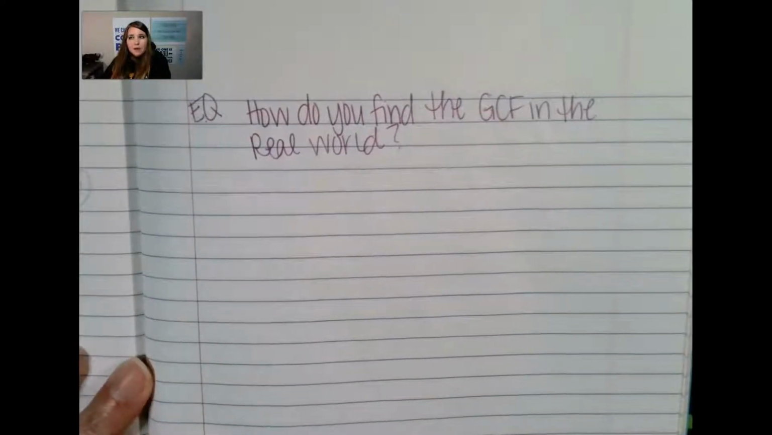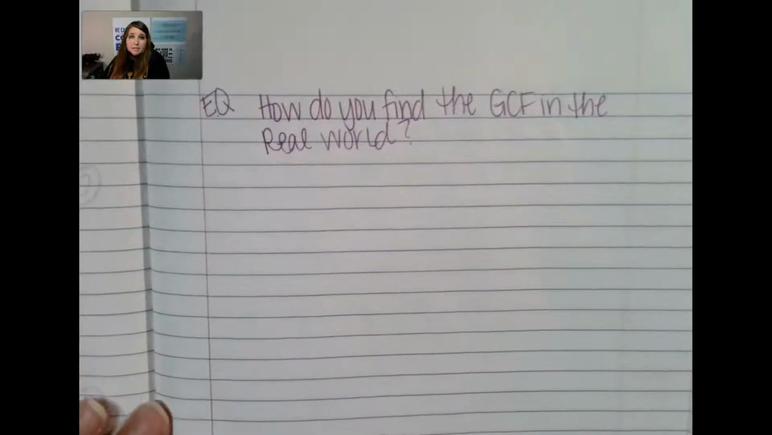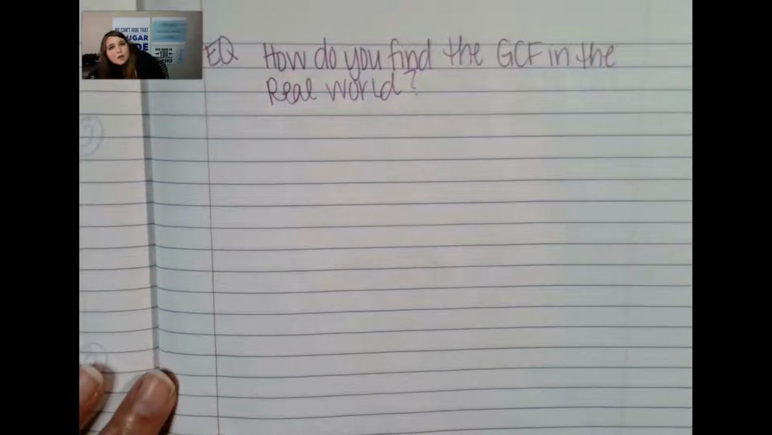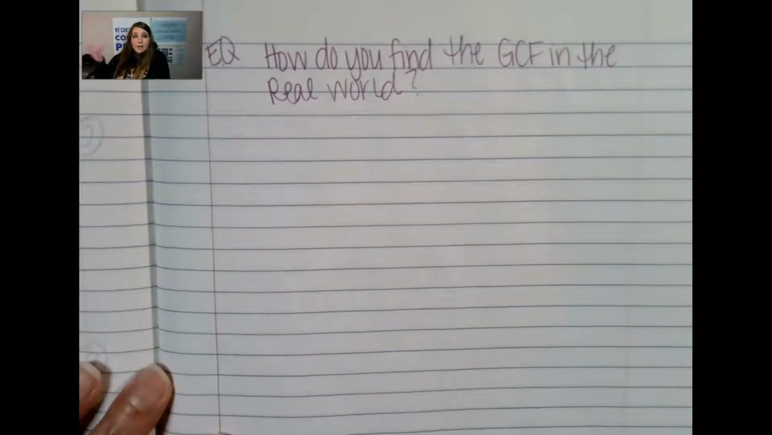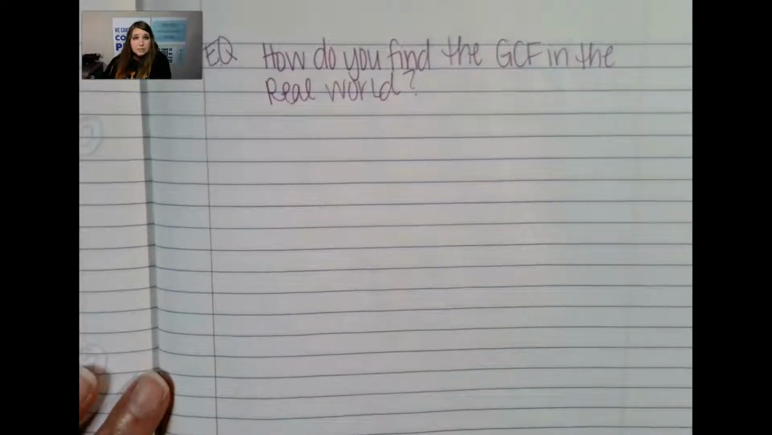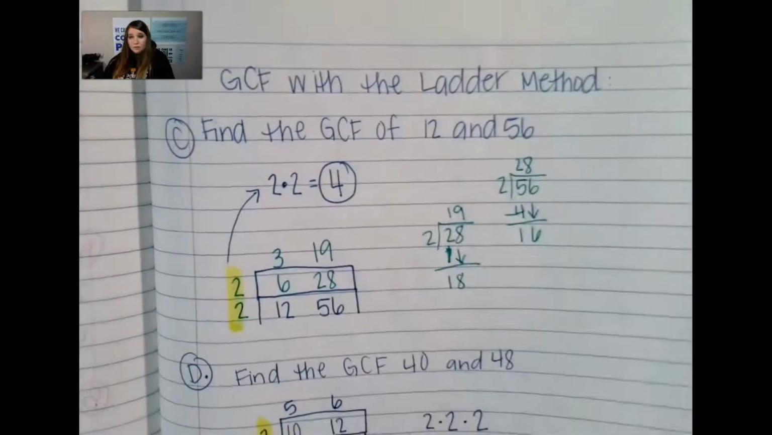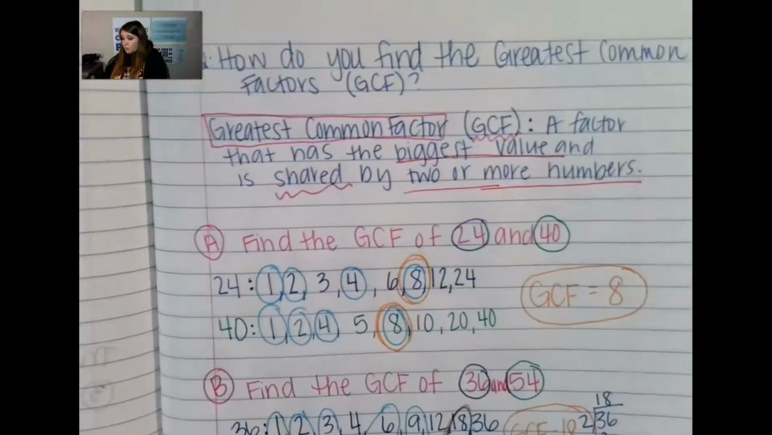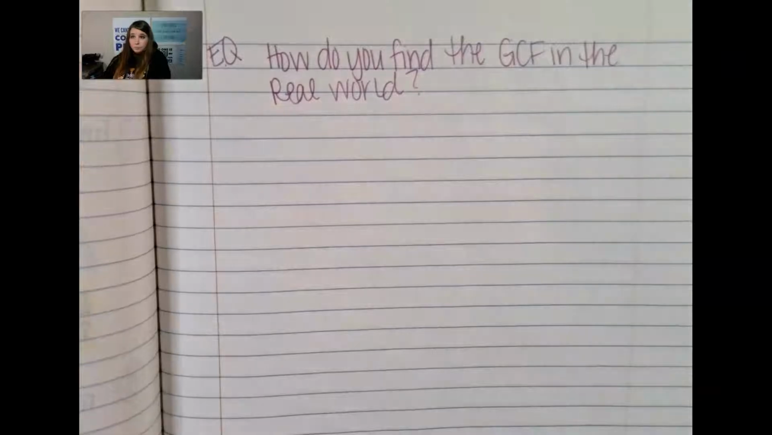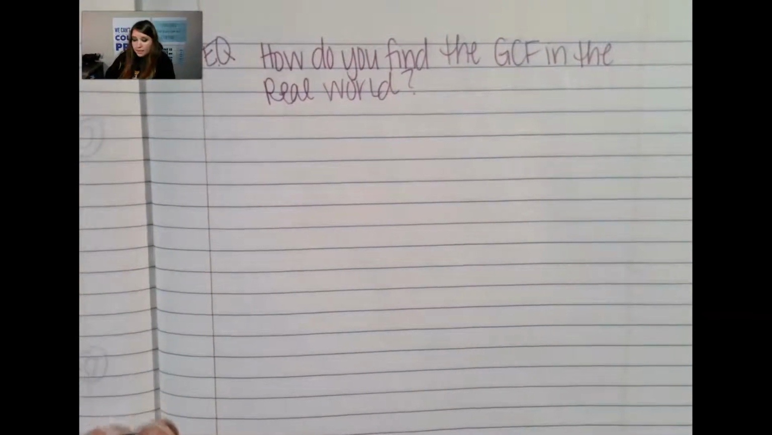Today we are going to be learning about the greatest common factor, but out in the real world. So how do we apply our new learning to the world around us? Why would we need to use the greatest common factor if we're out in the world? What types of scenarios? We're going to use the same strategies as yesterday, with either the ladder method or with your factor pairs. You choose whichever strategy you prefer, and we're going to apply it to the real world. So let's start.